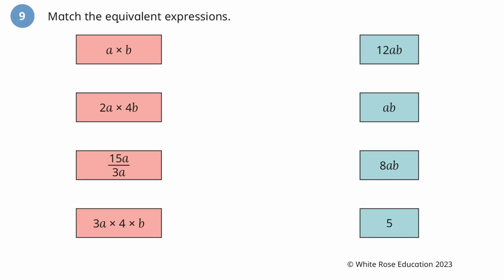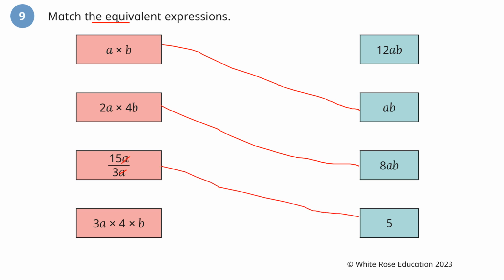Question number 9, match the equivalent expressions. A times b, so I'll write it without the times sign, it will be ab. 2a times 4b, well, 2 times 4 is 8, a times b makes ab, so it'll be 8ab. Next one, 15a divided by 3a, so the a's are going to cancel. 15 divided by 3 will be 5, so I get the answer of 5, okay? And then last one obviously makes it 3a times 4 times ab. Well, 3a times 4 will be 12a, and then 12a times b makes 12ab.